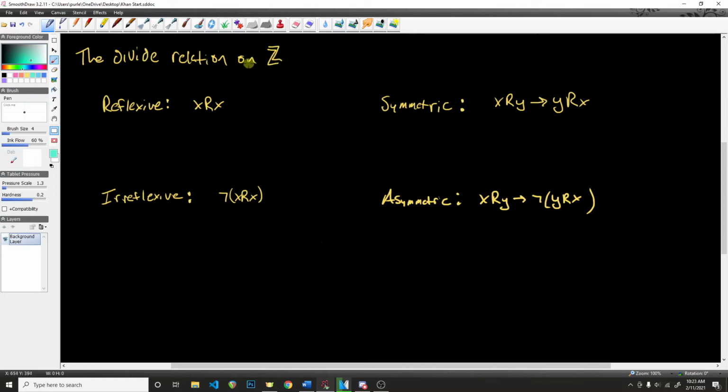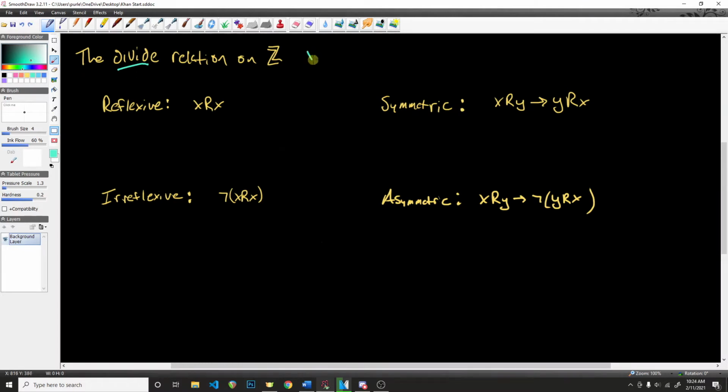All right, so now we're going to look at a bunch of these different relations, and we have an example here. We're trying to figure out the divide relation on Z. We want to figure out if it is reflexive, irreflexive, symmetric, asymmetric, and we're also going to look at anti-symmetric and transitive in a moment, but I'll have to make more room for myself to write it all out.